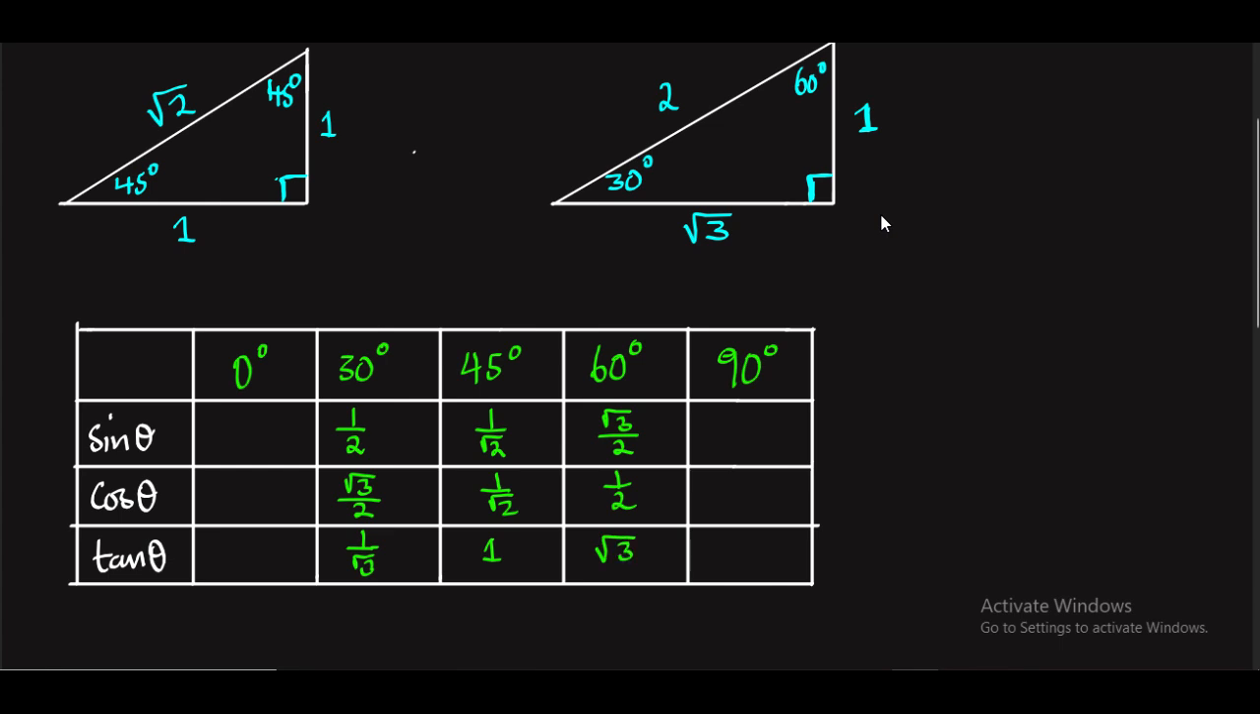Okay. So what about the sine of 0 degrees? Oh, here I made a mistake. I'm not supposed to put degrees here. So sine of 0 degrees is 0. Cos of 0 degrees is 1, and then tan of 0 degrees is 0.